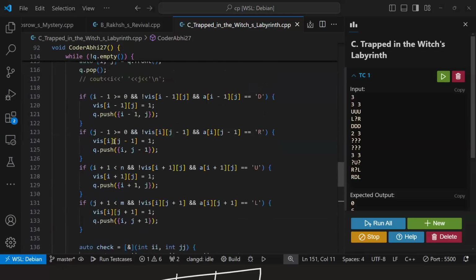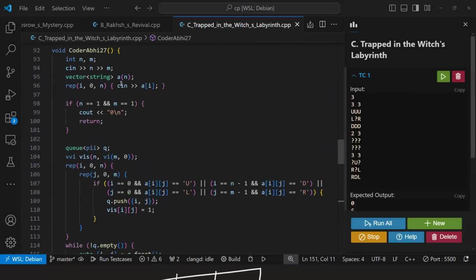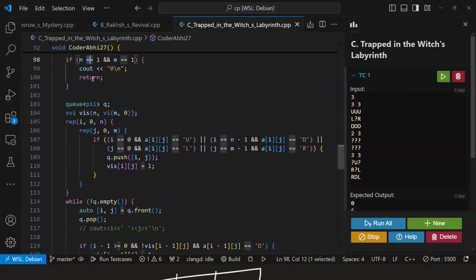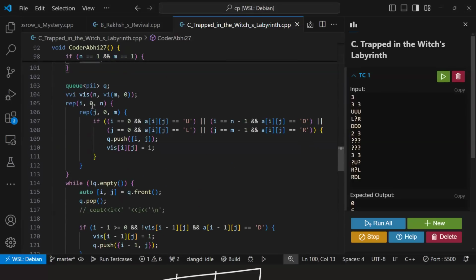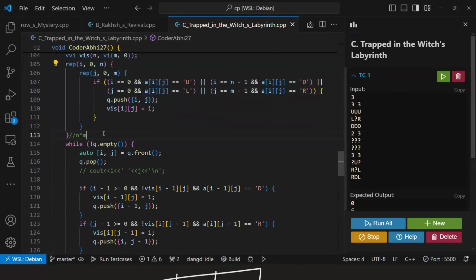If you look at its time complexity, you can see that we take the input of n into m. This base condition. Now, here we are iterating n cross m, so we are running a loop n into m times. This is an order of one if condition. So this thing is taking n into m time. This was for initially pushing the things.